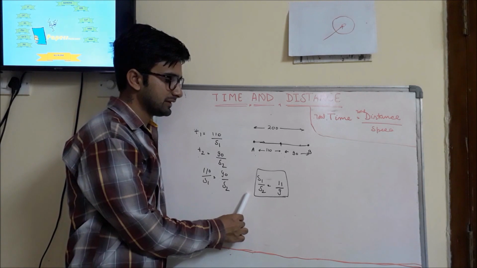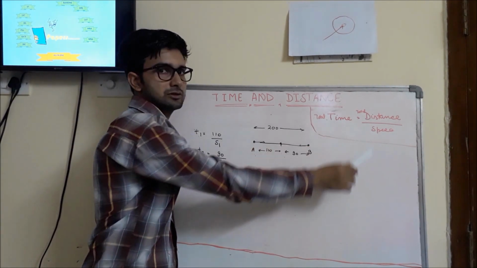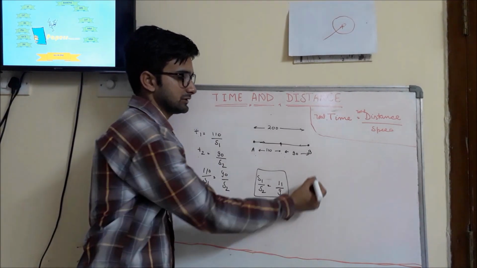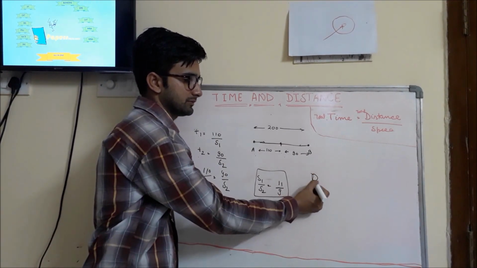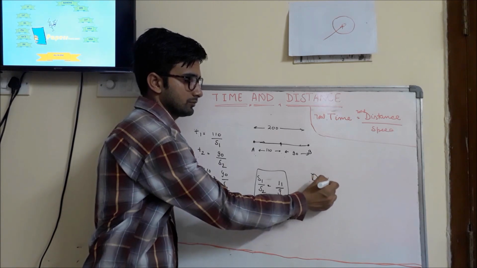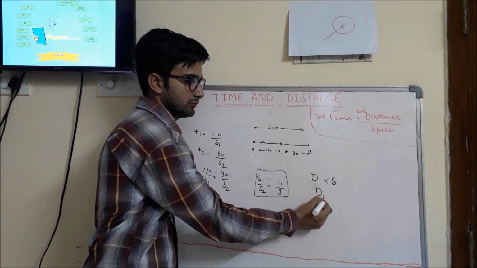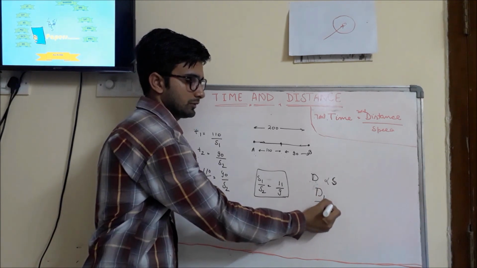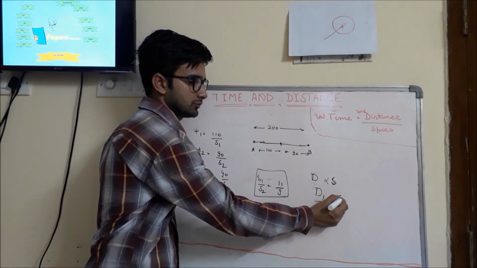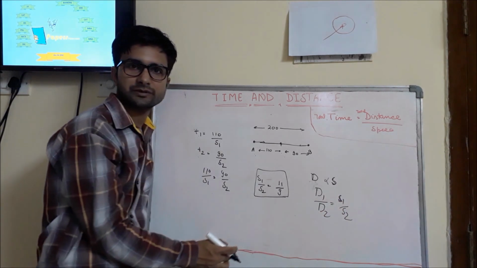Or simply we can solve this because time is constant, so distance will be proportional to speed. So distance is proportional to speed. It means d1 by d2 is equal to s1 by s2. You can apply the same formula and find the ratio of the speed.